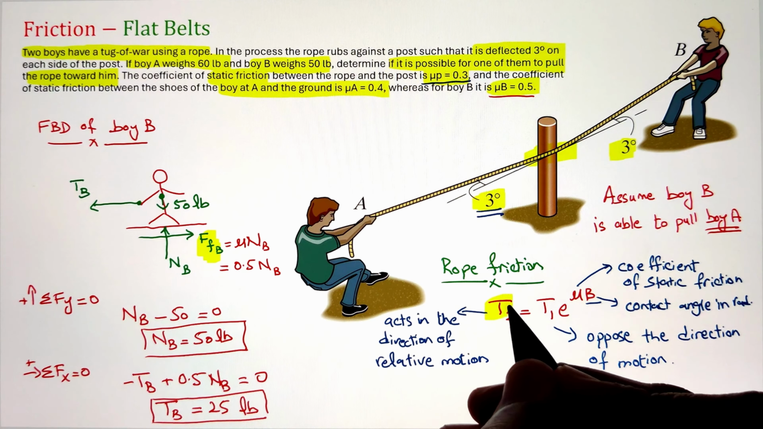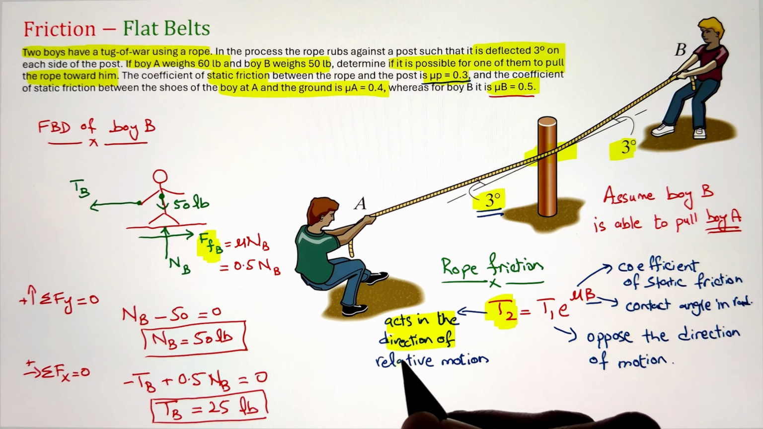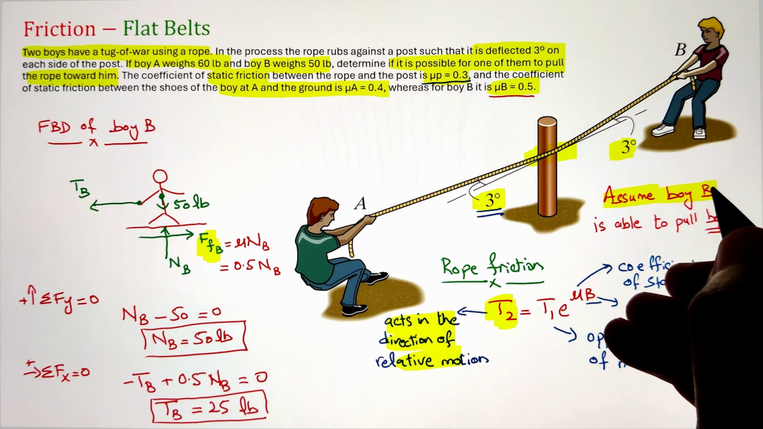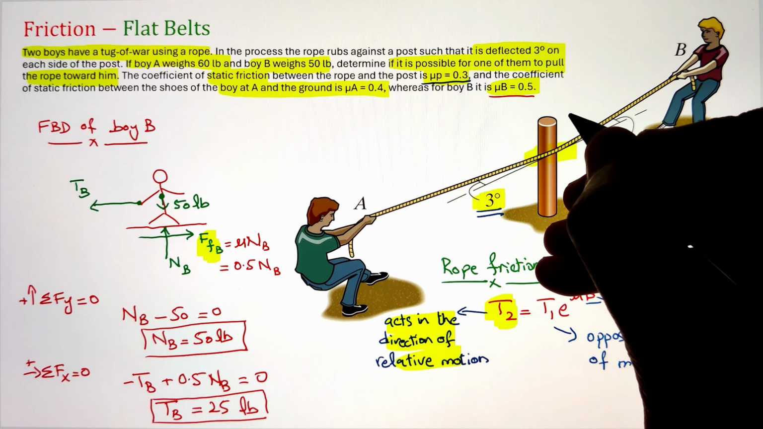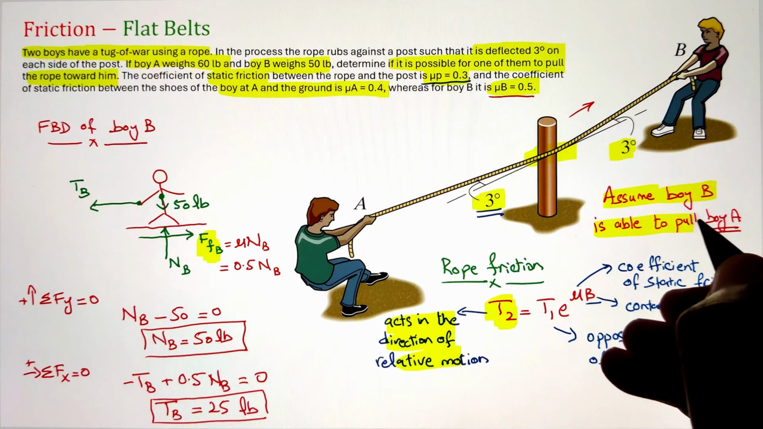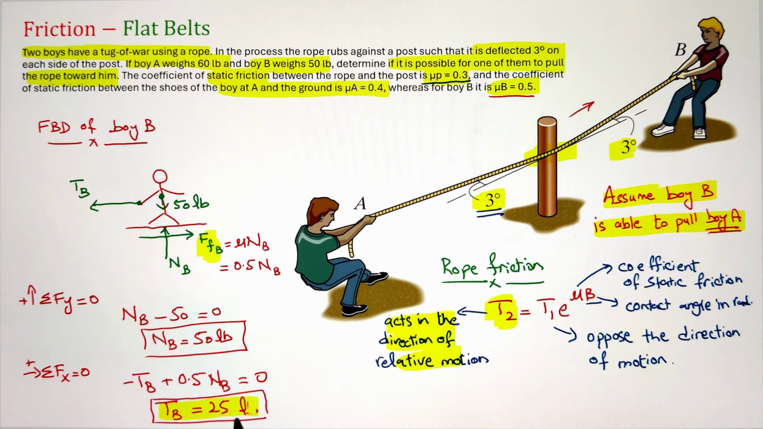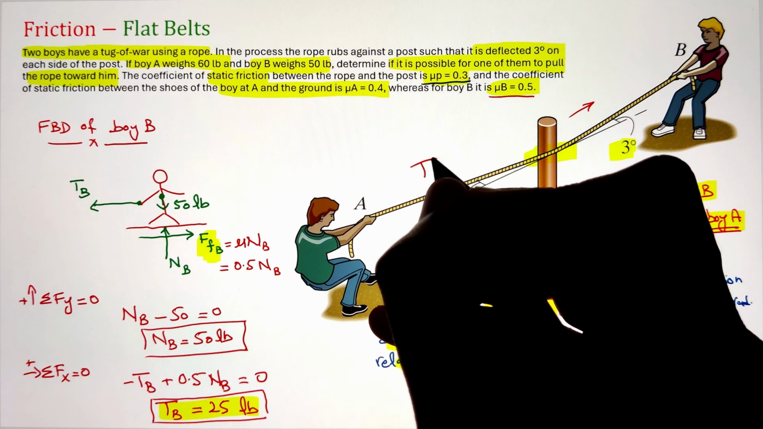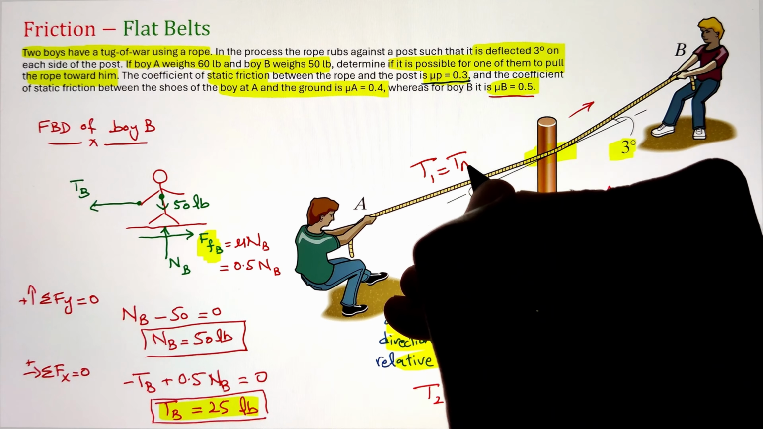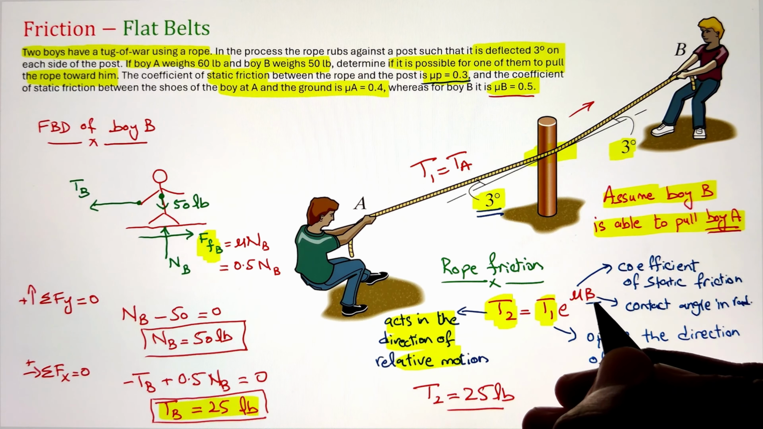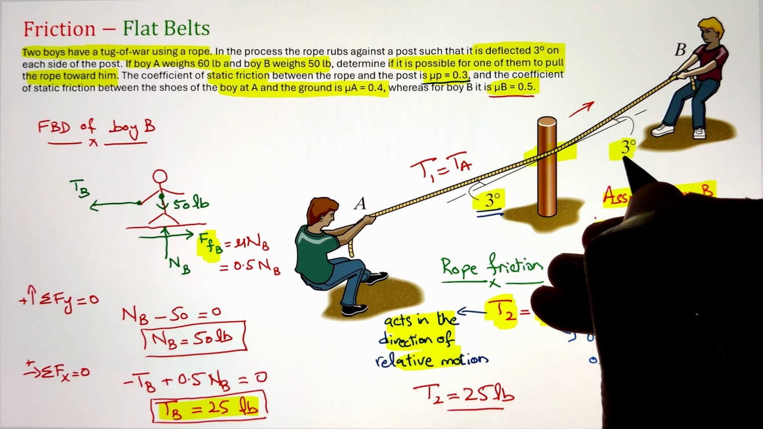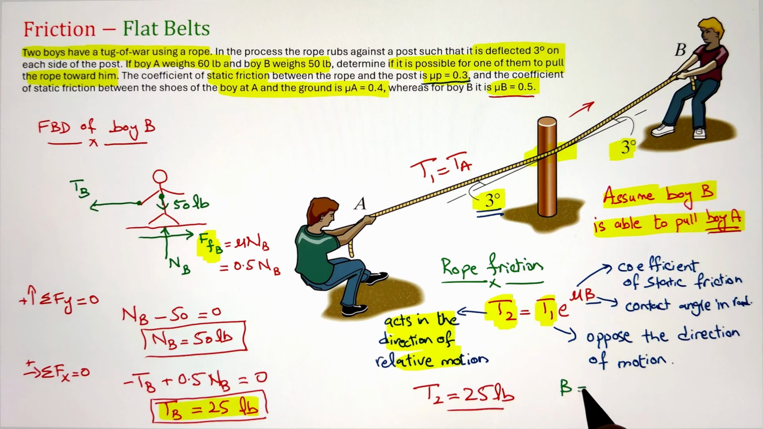Now, once we have defined all the variables, let's identify the value of T2 first. Since we are assuming that boy B will be able to pull boy A, the direction of the relative motion is the tension in the rope at boy B's end, that will be TB, whereas T1 will be the tension in the rope acting towards boy A. So T1 equals TA.